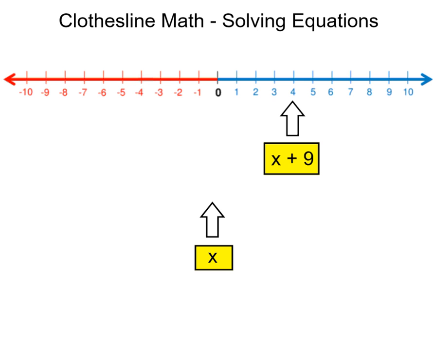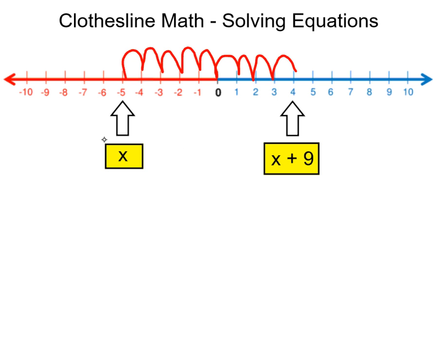So let's look at another one. If x plus 9 was sitting at 4, where would x be? Again, the first thing you need to think about is, would x be smaller or bigger than 4? Hopefully you're thinking that x would have to be smaller than 4, because if x plus 9 is 4, then x has to be smaller than that. How do we figure out where x is going to go? Well, let's take away 9. 1, 2, 3, 4, 5, 6, 7, 8, 9. And we'll end up with x being at -5.